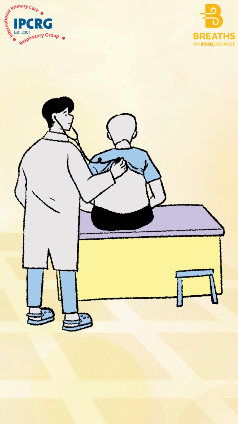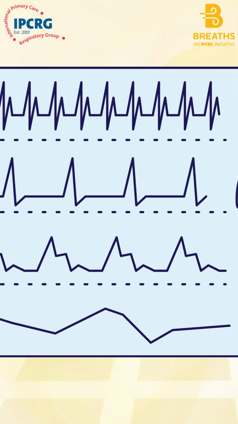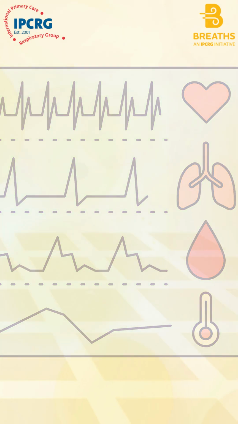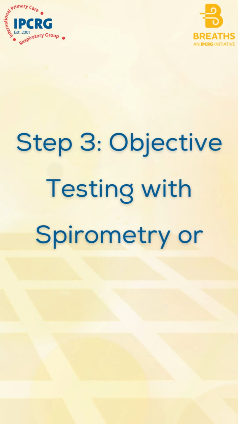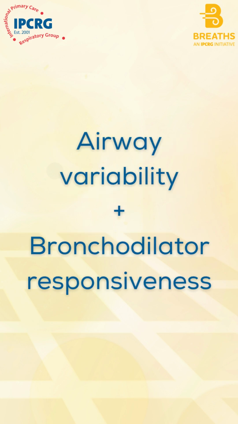Step 2. Conduct a thorough physical exam by inspecting the nose, throat, and skin for any abnormalities, listening carefully to the lungs for wheeze or reduced air entry, checking vital signs such as respiratory rate, pulse rate, and measuring pulse oximetry if available. Step 3. Objective testing through spirometry or peak flow monitoring is crucial to demonstrate airway variability and bronchodilator responsiveness.